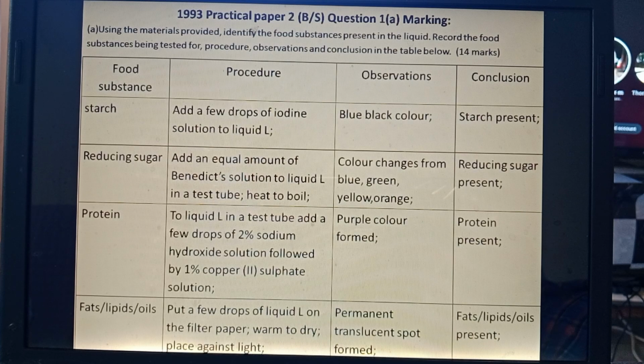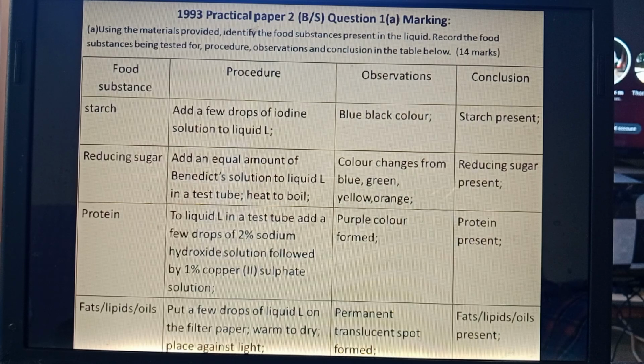For starch, the procedure was you add a few drops of iodine solution to the liquid L. The observation: a blue-black color. Starch was present. For reducing sugar, you add an equal amount of Benedict's solution to liquid L in a test tube. Heat it to boil. Color changes from blue, green, yellow, orange. A tick. Reducing sugar present, a tick.